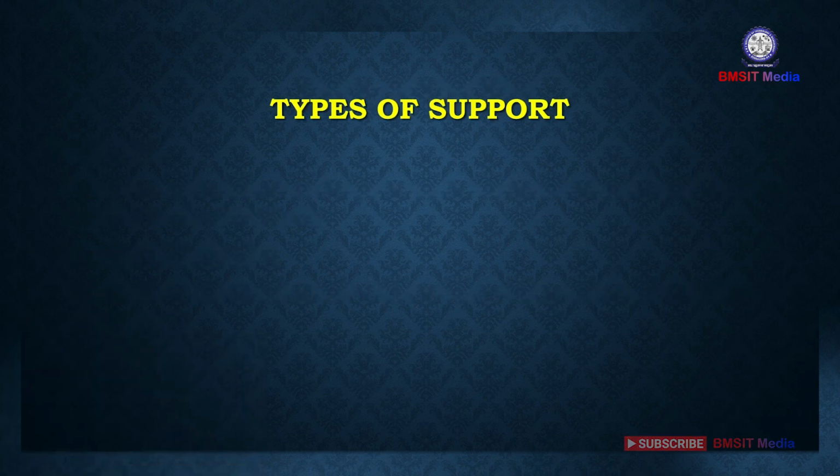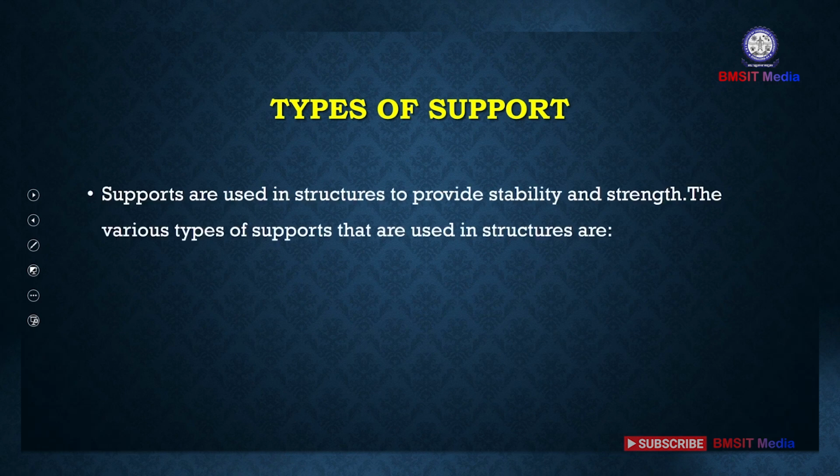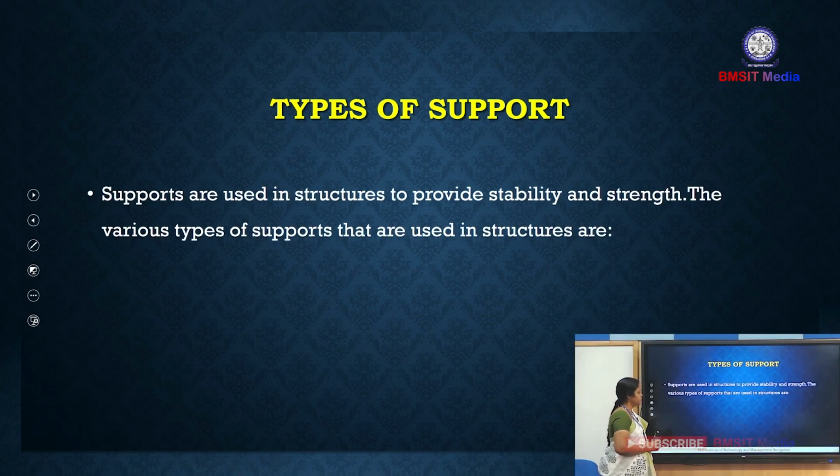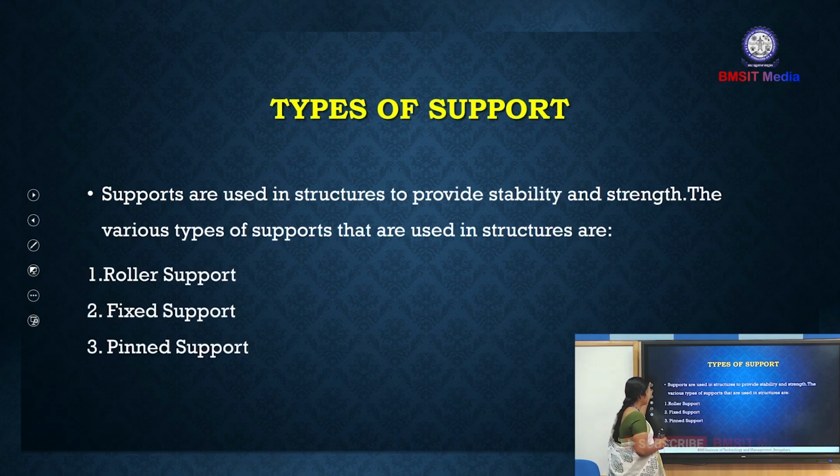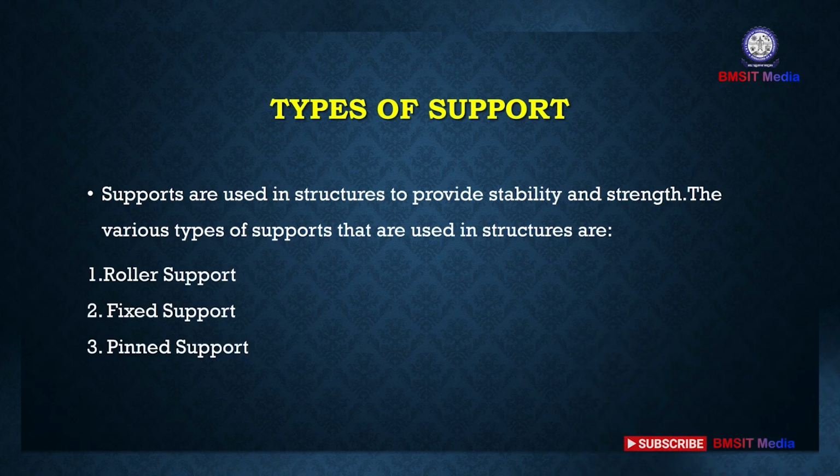So next one, types of supports. The supports give stability to the structure. They provide stability and strength to the structure. So basically three types of supports are available. The first one is roller support, the second one is fixed support, and the third one is pinned support or hinged support.